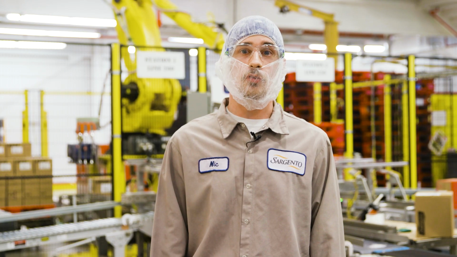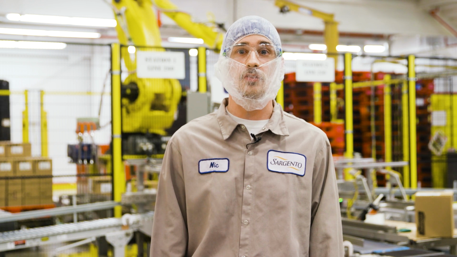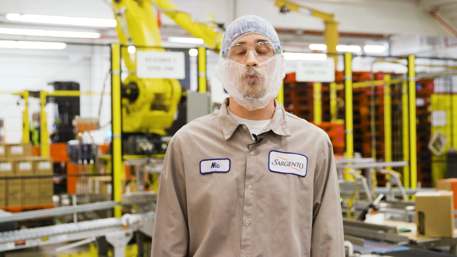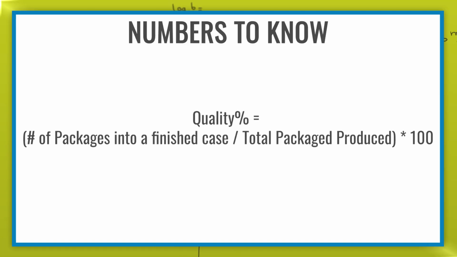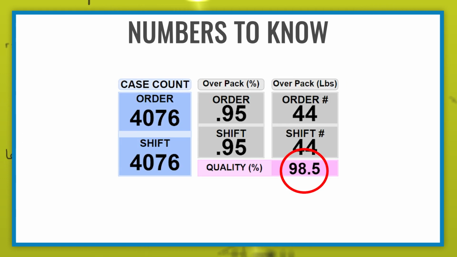Another thing we monitor is quality, which is a calculation of the number of packages of cheese that make it into a finished case versus the total number of packages produced. That formula looks like this. From the digital display, we see that the line was averaging 98.5% quality for the current production order.